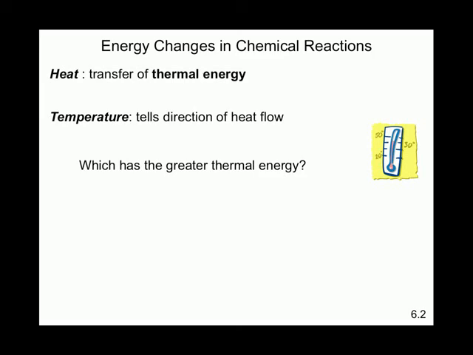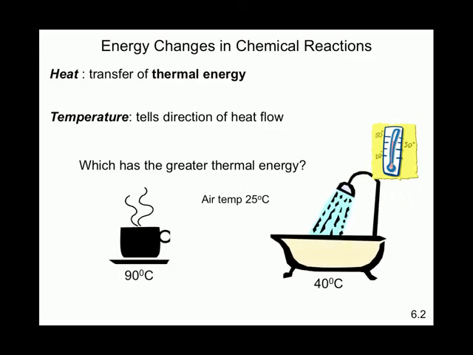So which of these two objects has the greater thermal energy, meaning which one will release the most energy when they change temperature? Let's say we start off with the air temperature being 25 degrees, and we have a hot cup of coffee at 90 degrees centigrade versus a bathtub full of water at 40 degrees. Both of these samples of water are going to lose heat to the air, because the air is cooler. Heat always flows from where the temperature is higher to where it is lower. So both the coffee and the water in the bathtub will cool down and eventually become the same as the air temperature, 25 degrees.